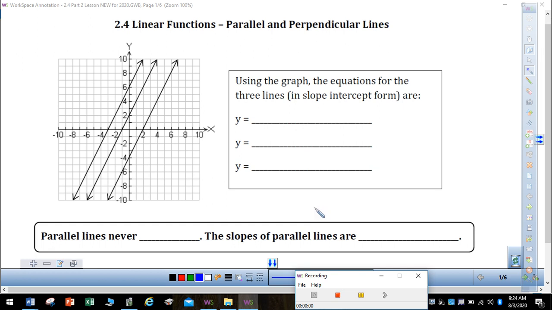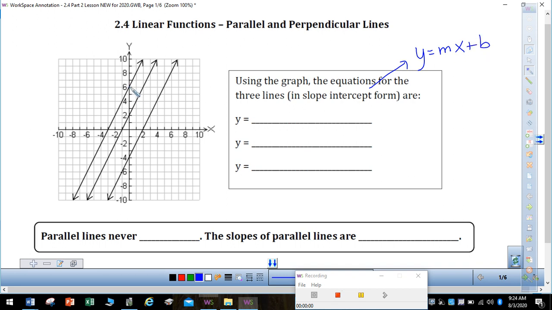In today's lesson, we are going to be doing some work with the equations for parallel and perpendicular lines. We're going to start by looking at a graph of three lines that you can see drawn here. We're going to start by writing the equations for these three lines in slope-intercept form. So slope-intercept form is y equals mx plus b.